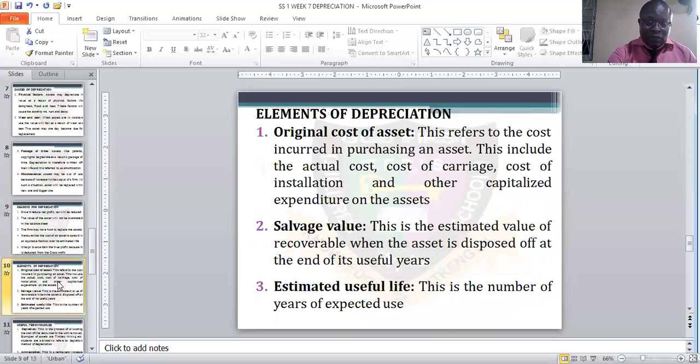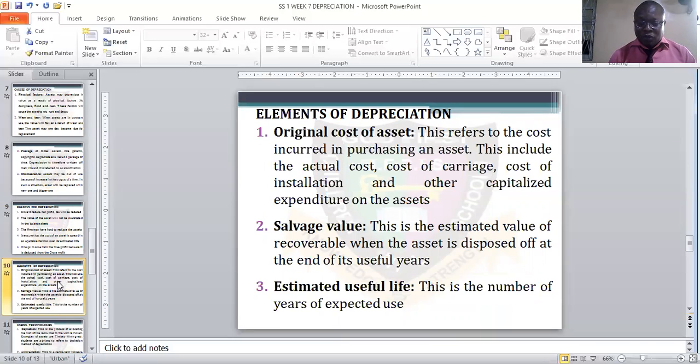Then the elements of depreciation. We have the original cost of the asset. This refers to the cost incurred in purchasing an asset. The actual amount for purchasing that asset is the original cost of the asset, and this includes the actual cost, cost of carriage, cost of installation, and other capitalized expenditure on the asset.